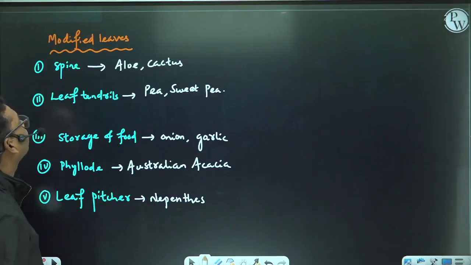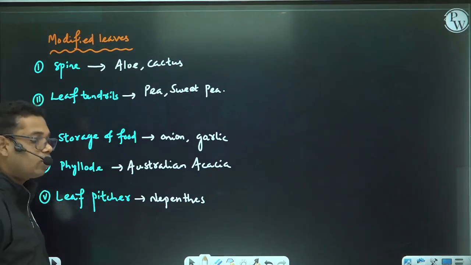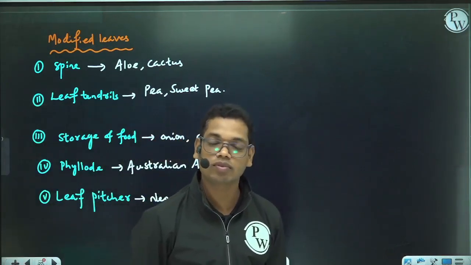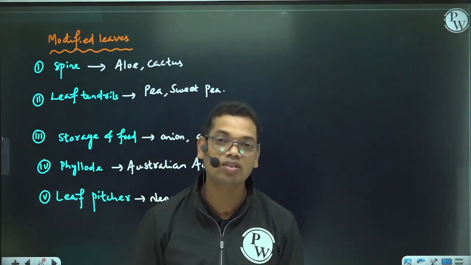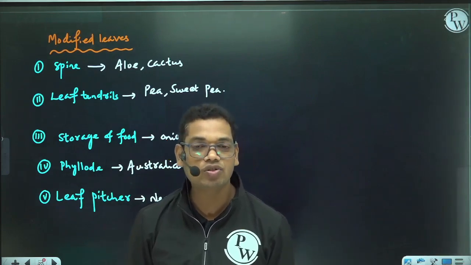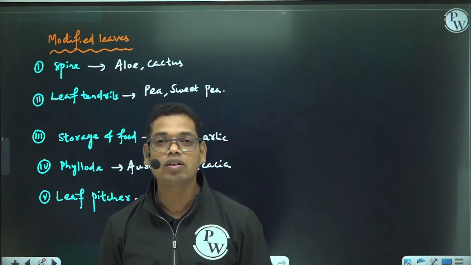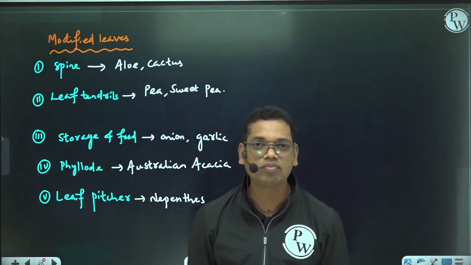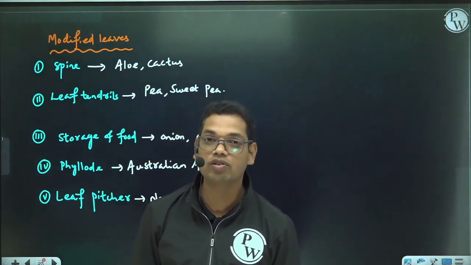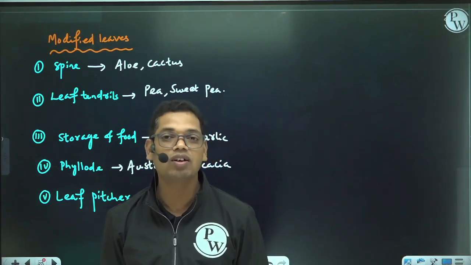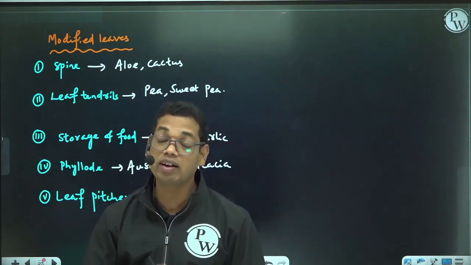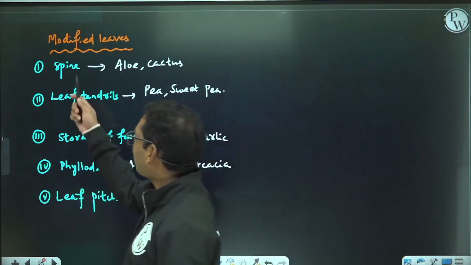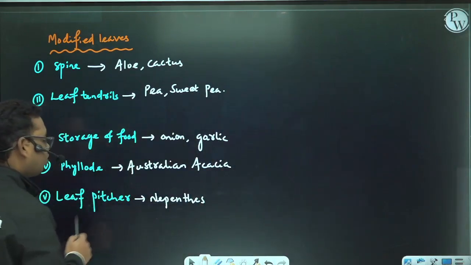Now let us try to understand about the modification of leaf. The main function of the leaf is to perform photosynthesis. It also helps in gaseous exchange as well as transpiration, and the gaseous exchange and the transpiration take place through the stomata. But in some cases, apart from these functions, the leaves are meant to perform some additional functions, and to do so they get modified. The common examples of modified leaves are spine, leaf tendrils, storage of food, phyllode, and leaf pitcher.